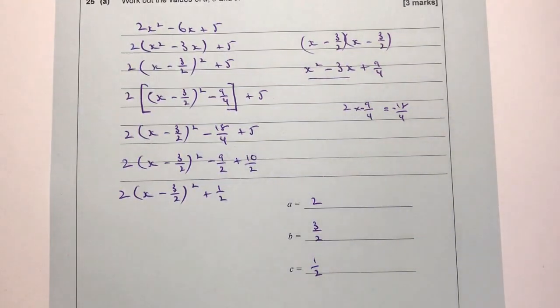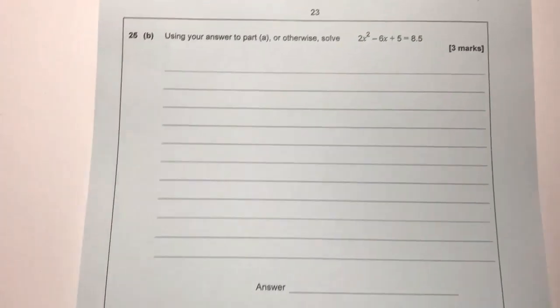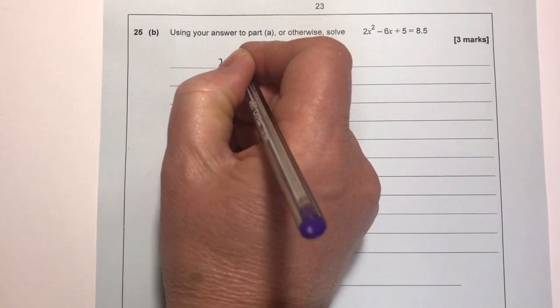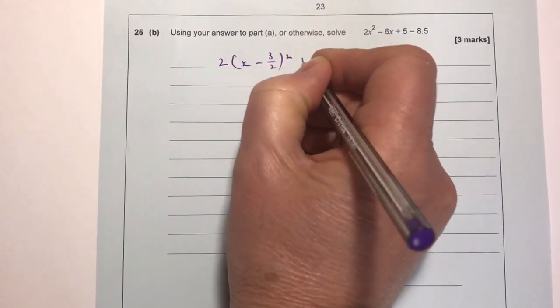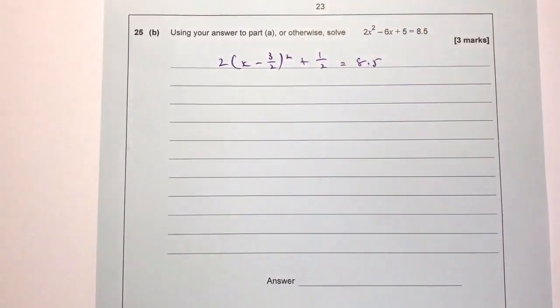Let's move on then to actually using this answer to be able to solve this particular equation. Okay, so we've already worked out that if I write this out as completing the square, I've got 2 times x minus 3 over 2 squared plus 1/2. Now in this particular case it equals 8.5.